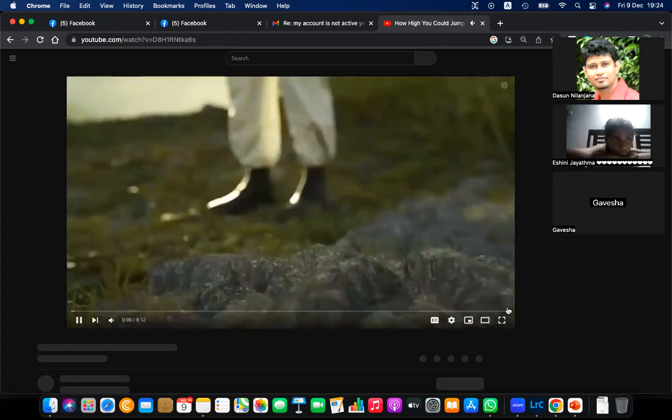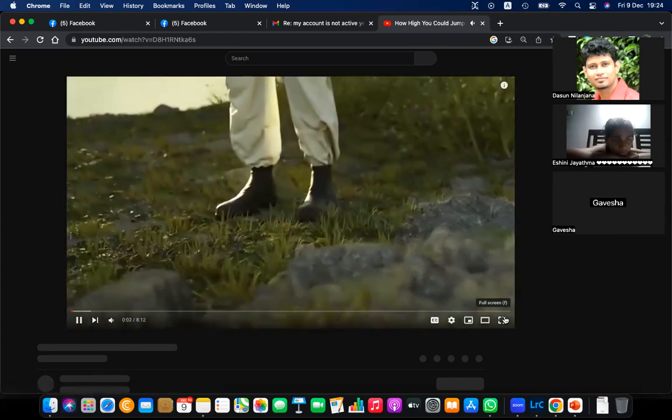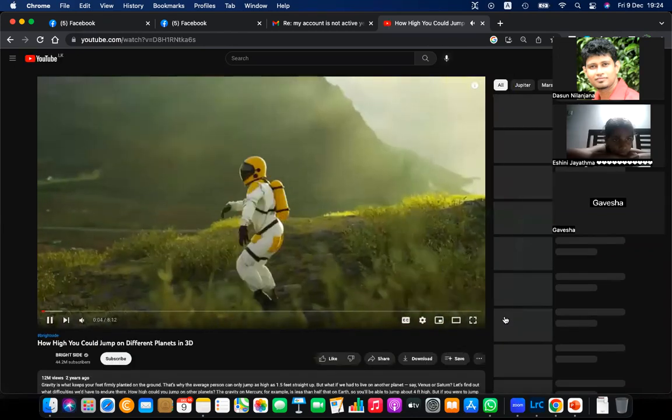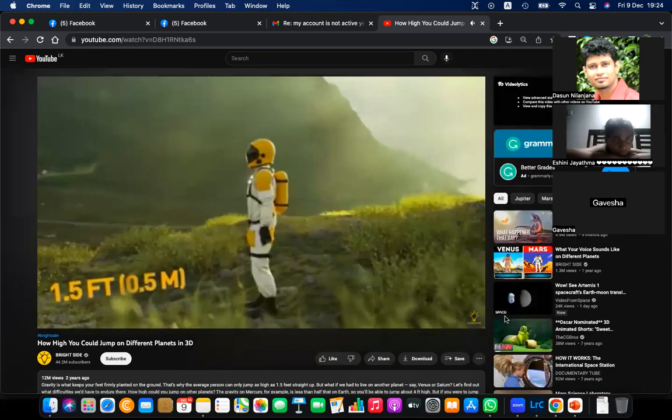Okay, see. Firmly planted on the ground. That's why the average person can only jump about 1.5 feet straight up.